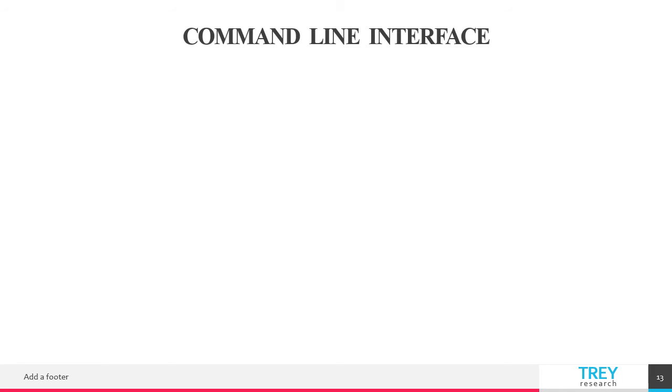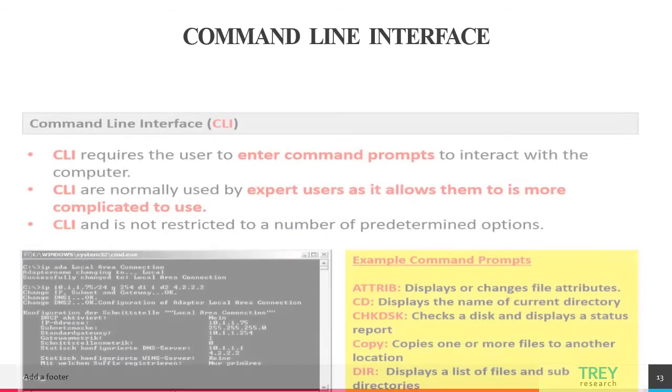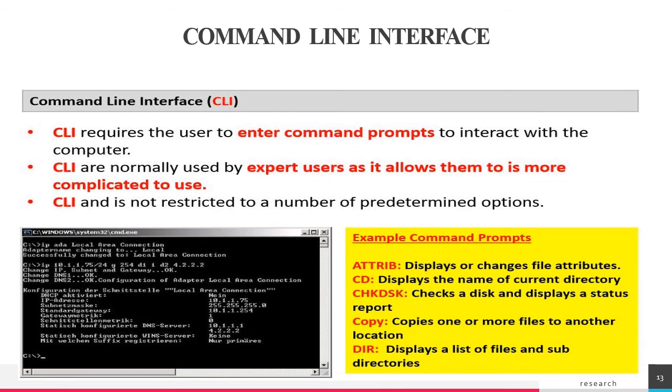Okay, so now under this command line interface, this one is different from the graphical user interface. The previous one, we are saying it is able to display icon files or folders in image form, but this one is different. So how is it different? Now let us talk about the difference. The command line interface, which is also abbreviated as the CLI, requires the user to enter command prompts to interact with the computer.